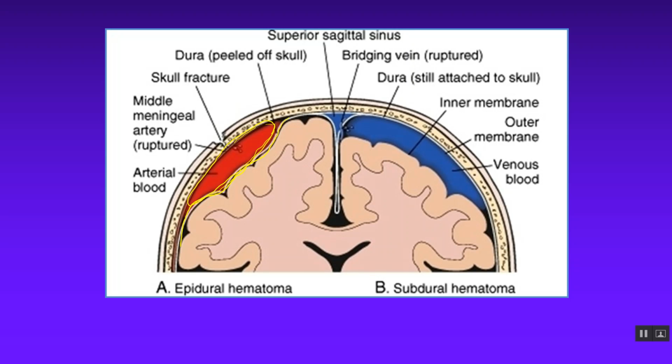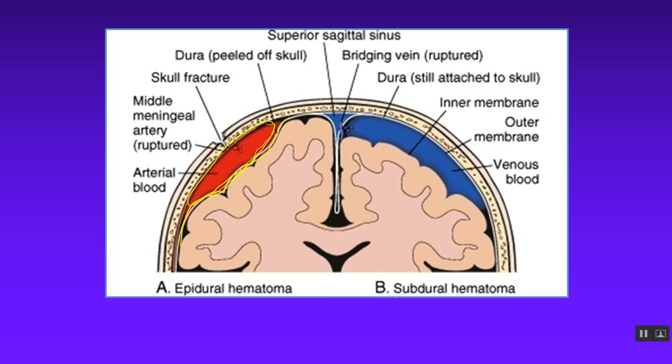That's an epidural. A subdural hematoma is a bleed that is between the dura and the arachnoid. Okay, so a subdural hematoma is between the dura and the arachnoid. Those bleeds tend to be venous in nature. The most common reason you get a subdural hematoma is because you're old and your brain is shriveled.